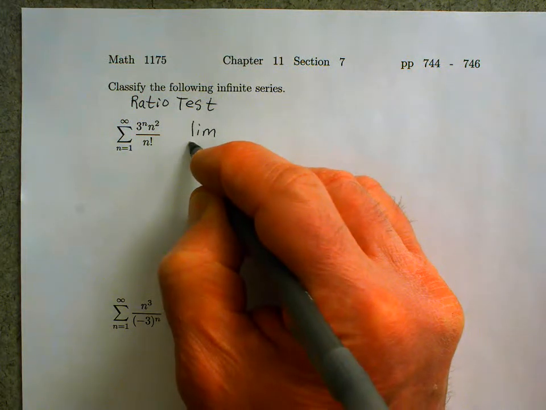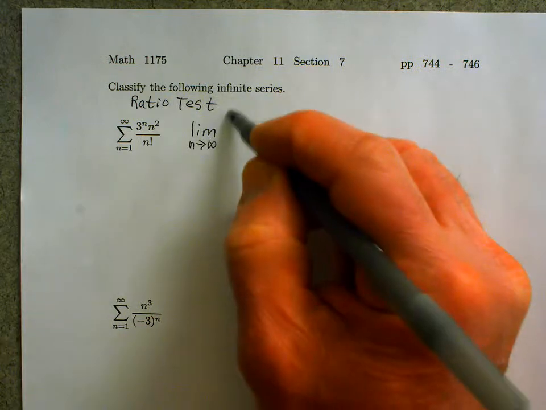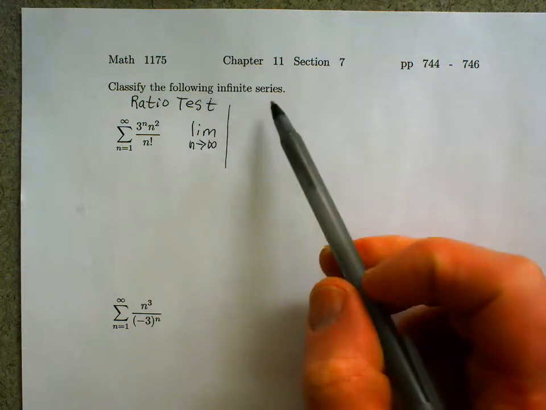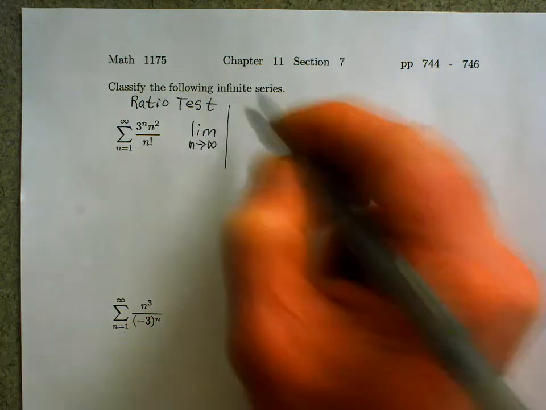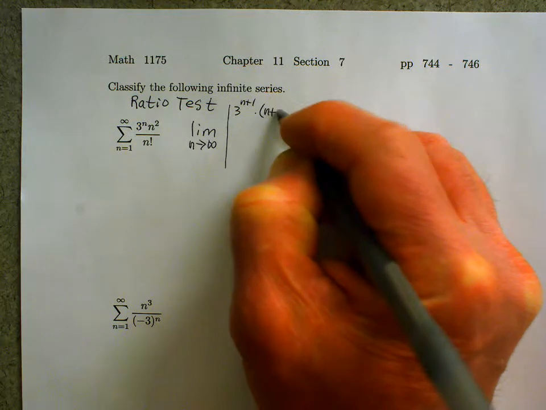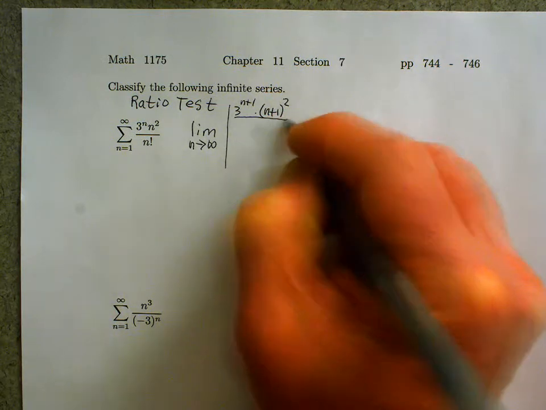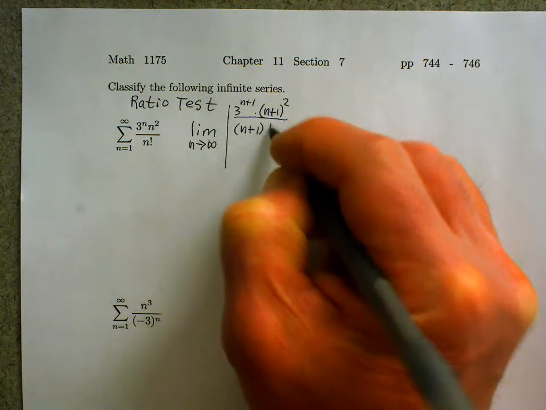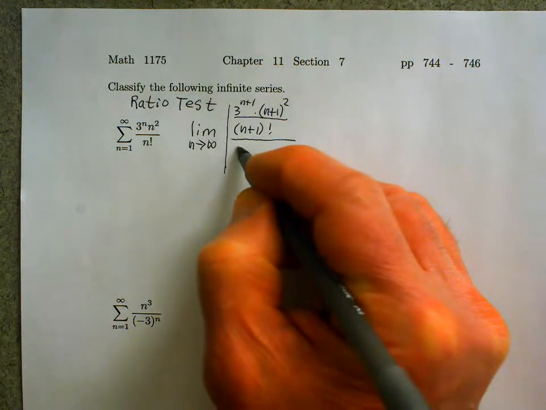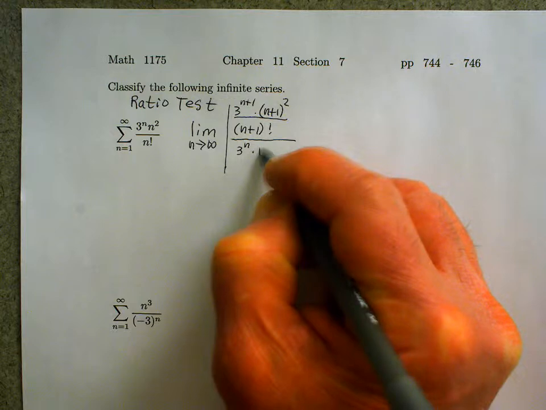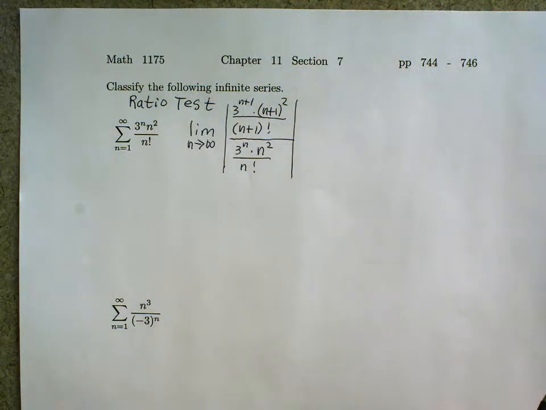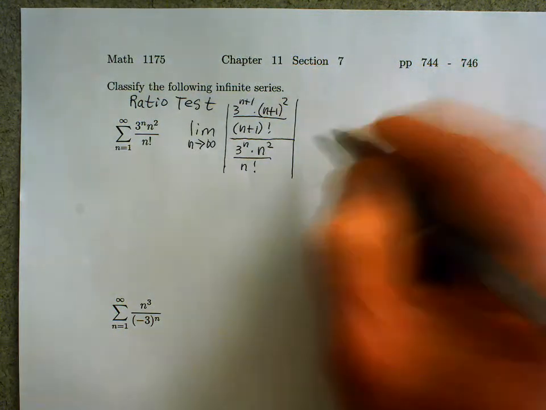Okay, so the limit as n approaches infinity, and then in absolute values, we have the n plus first term divided by the nth term. So we have 3 to the n plus 1 times n plus 1 to the second over n plus 1 factorial. That's the n plus first term divided by the nth term, which is 3 to the n times n to the second over n factorial. We don't need the absolute value symbol since everything is positive.